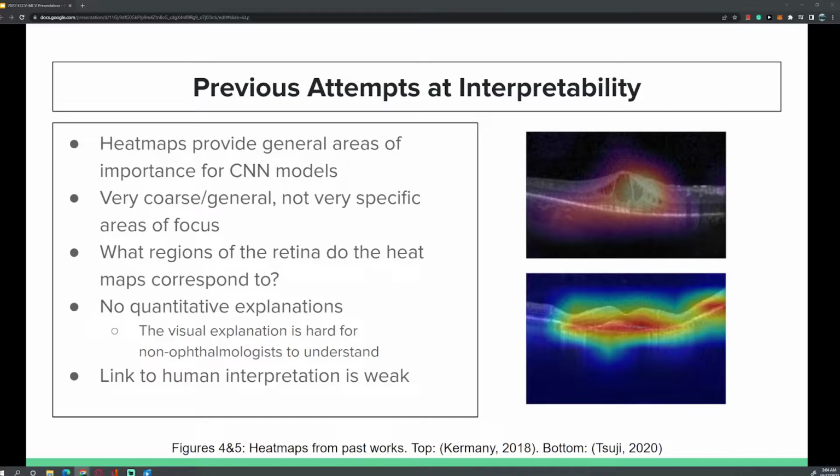However, deep learning has a black box scheme in that there is no interpretability. As a result, heat maps have been used to give some sort of explanation. Heat maps are very coarse in general, and they're not very specific. Thus, non-ophthalmologists will have a lot of difficulty understanding them.